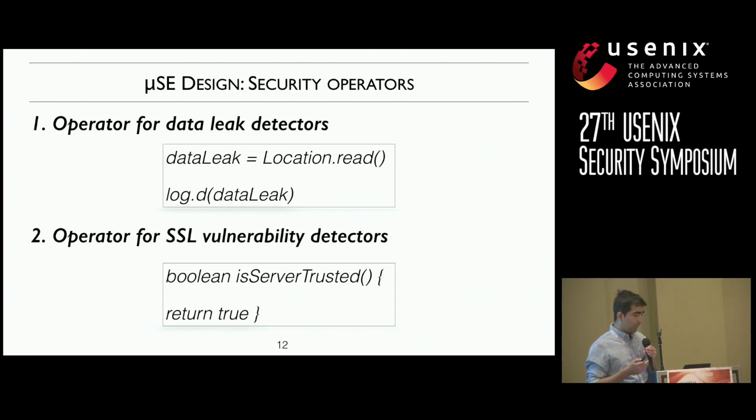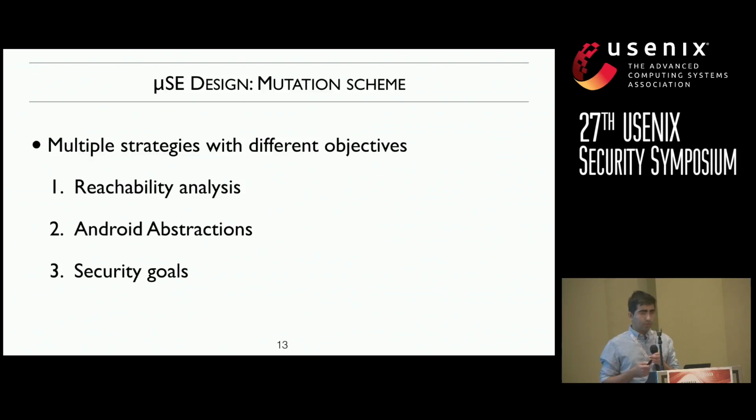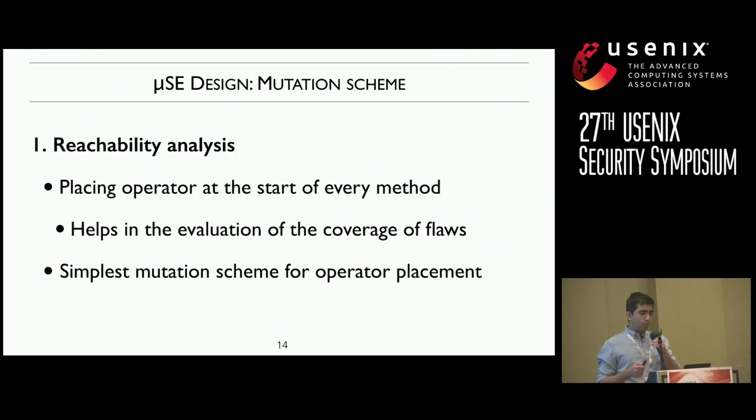But to make them effective, we use three different types of mutation schemes: reachability analysis, Android abstractions, and security goals of the tools. With the first scheme, we use Muse to test the tool's reachability. This analysis works as a baseline to evaluate the coverage of the tool. For this, we simply place the operator at the start of every method. While the strategy of placement itself is simple, this scheme is pretty important. We test if the tool kills all the mutants in this scenario to look for its coverage issues.